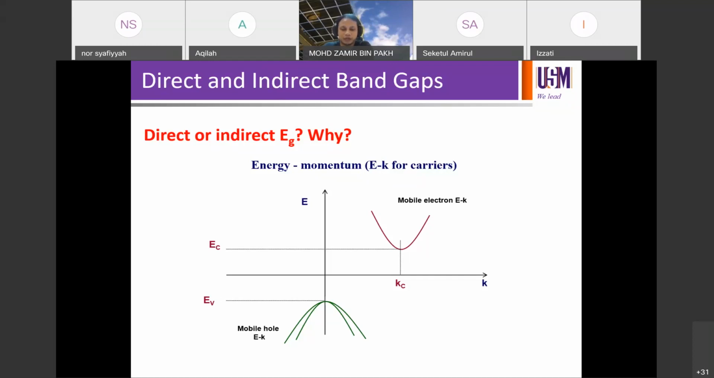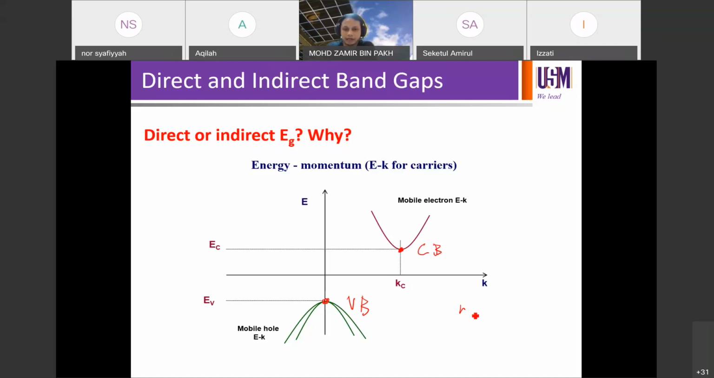To be more specific, it's about the alignment of the bottom part, or the minimum point of conduction band, to the maximum point of valence band on the x-axis, right? So it's about the alignment of the minimum point on conduction band and the maximum point on valence band on the x-axis, on the momentum axis.